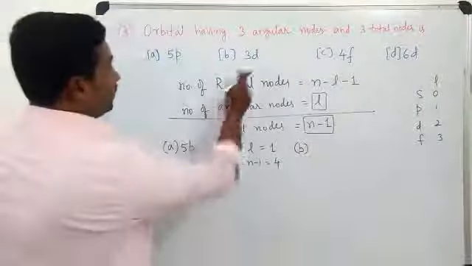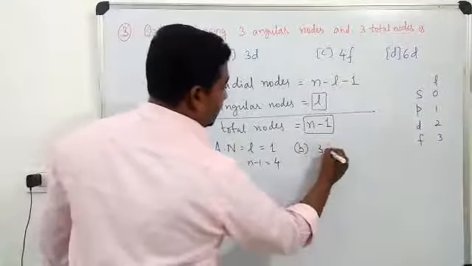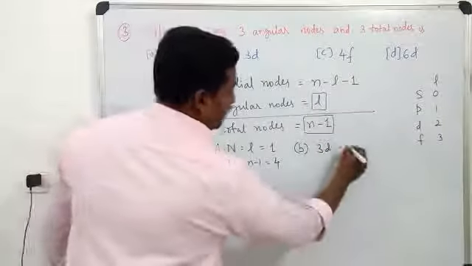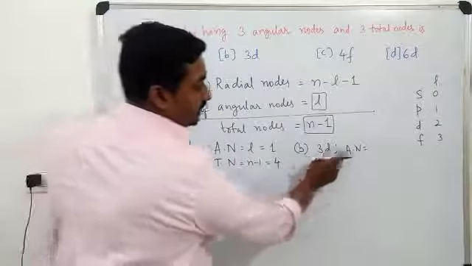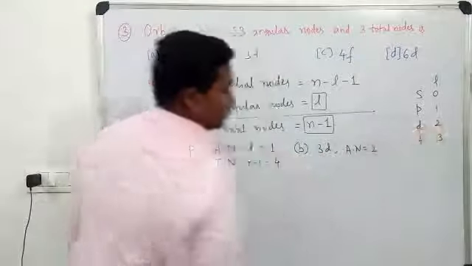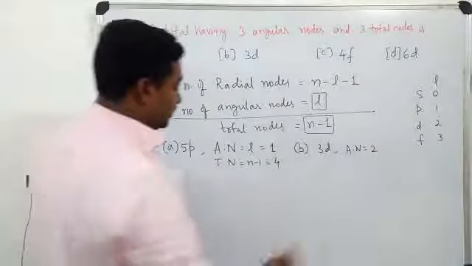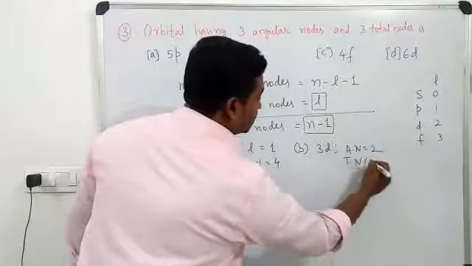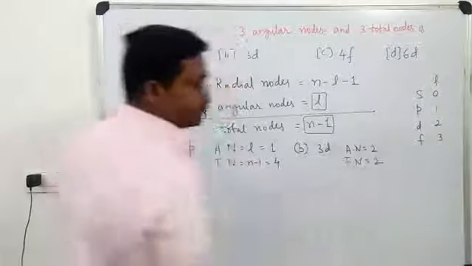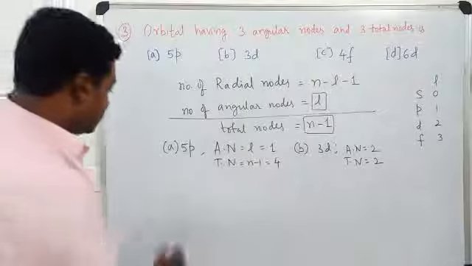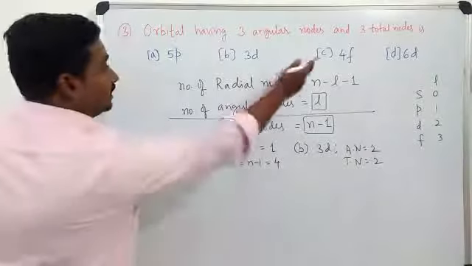Option B, 3D. For 3D orbital, angular nodes is equal to L. L is D, D is 2. Of course, the answer is wrong again. Anyway, total nodes is equal to n minus 1. If we do n minus 1, 3 minus 1 will become 2. Again, wrong answer. Option C is 4f.